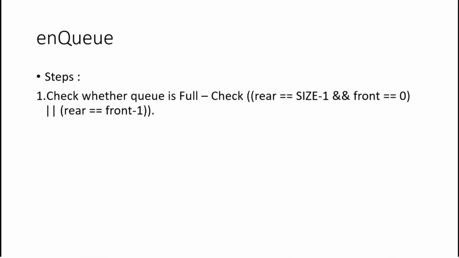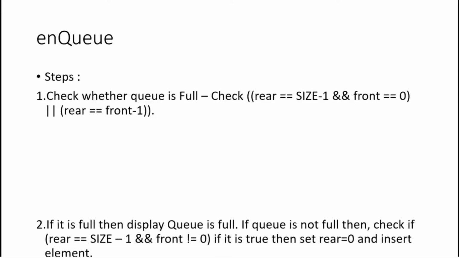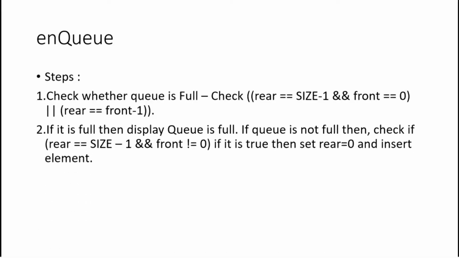There are some steps in enqueue. First, check whether the queue is full. Check if rear equals size minus 1 and front equals 0, or rear equals front minus 1. Second, if it is full, then display Q is full. If Q is not full, then check if rear equals size minus 1 and front equals 0. If it is true, then set rear equals 0 and insert the element.